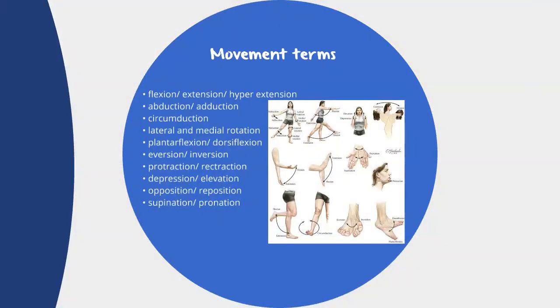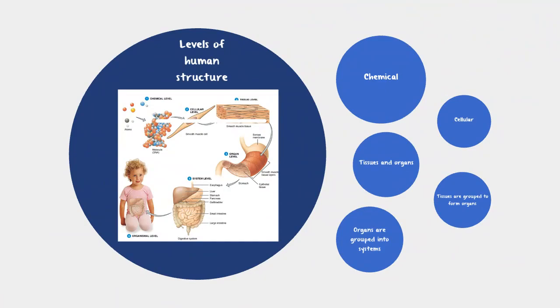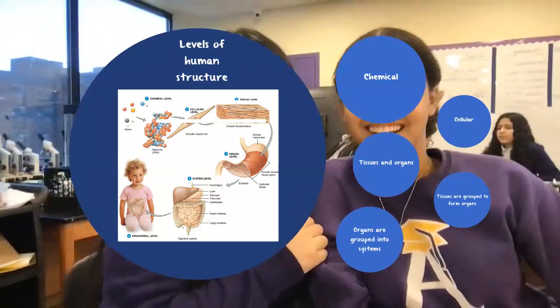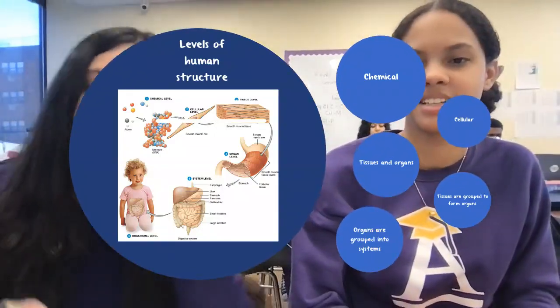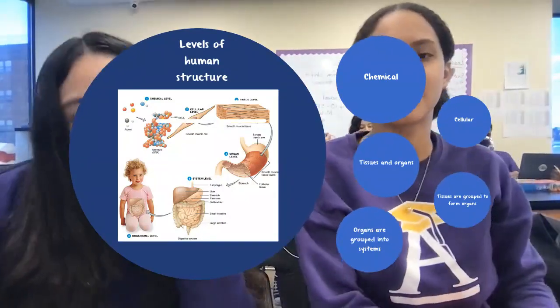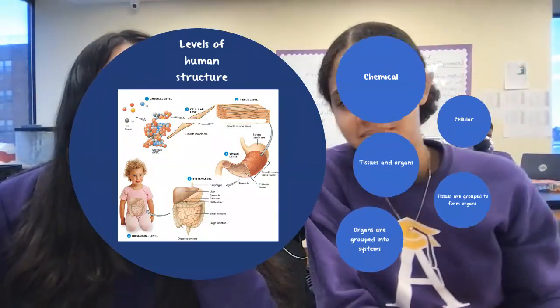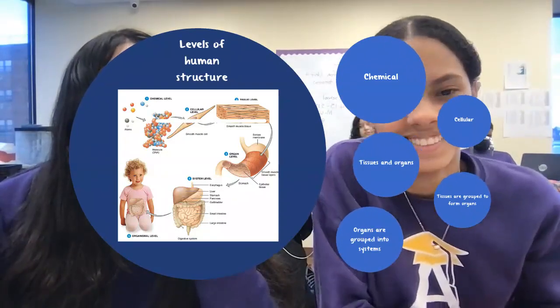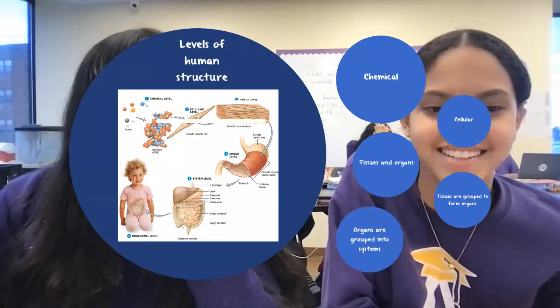We can try to make it a little bit bigger. Yeah. That was excellent, Jocelyn. Excellent. Allison, you have to do the levels. Levels of human structure. Excellent. Keep going. Chemical. Good. Cellular.